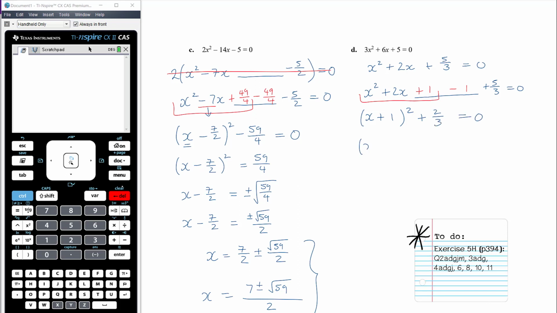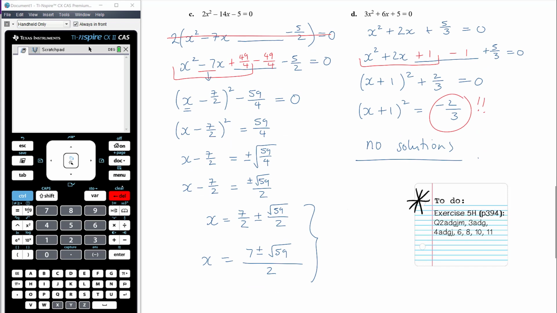And then we try to solve. x plus 1 all squared is negative 2/3, and immediately the fact that we've got a negative over here, we won't be able to square root that, and so this quadratic equation has no solution.